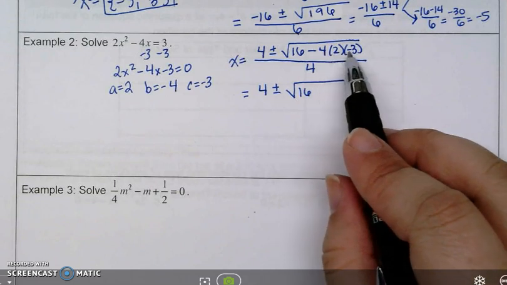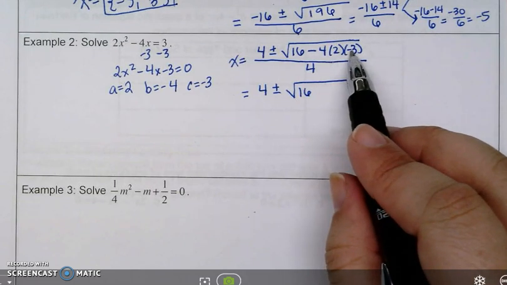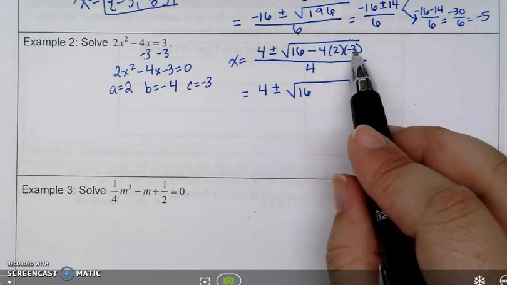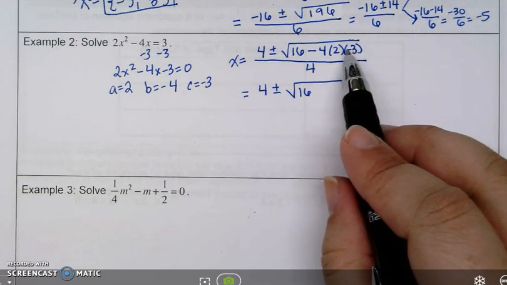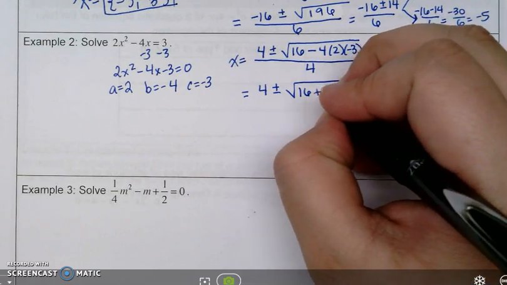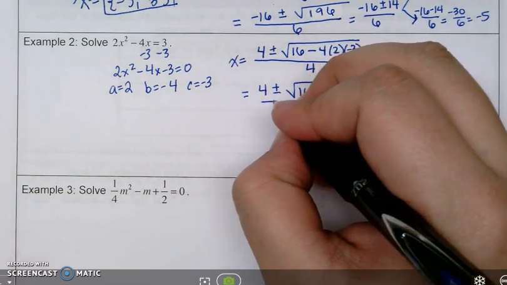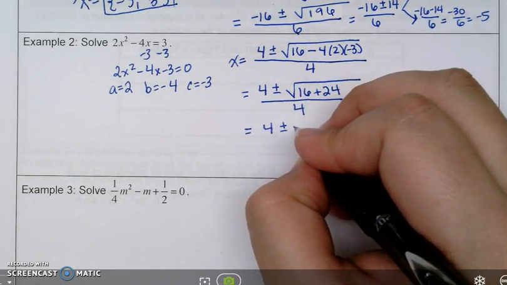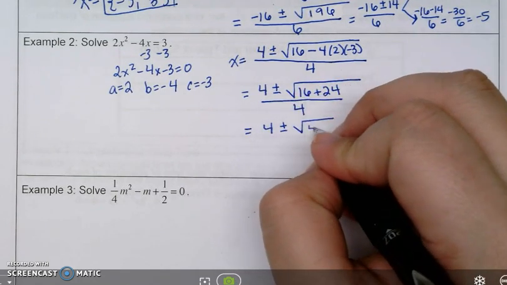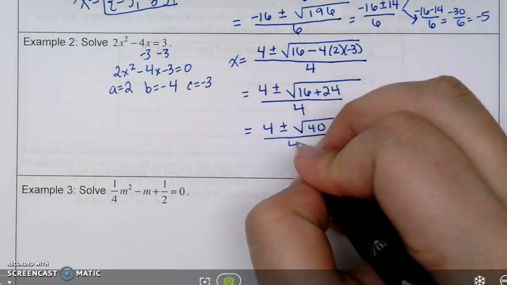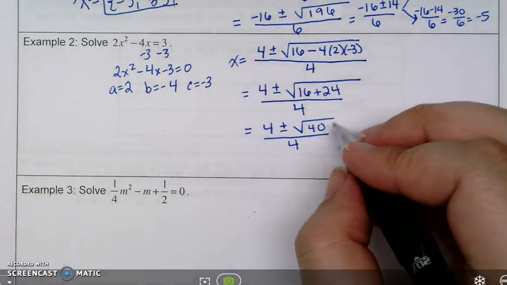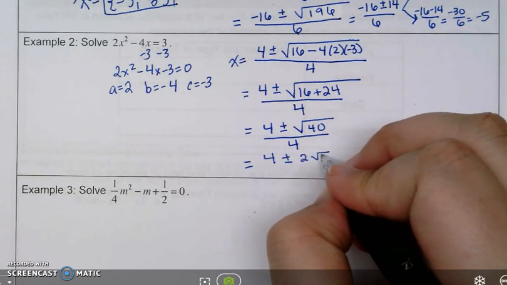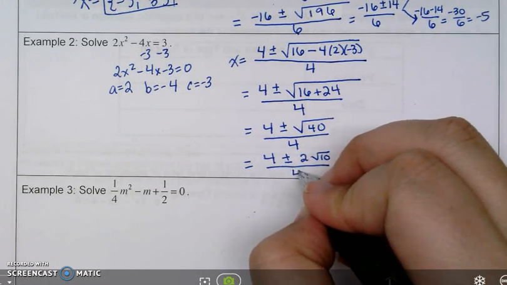Now I have a negative times a negative. This is going to become positive. 4 times 2 is 8. 8 times 3 is 24. So I have plus 24 divided by 4 equals 4 plus or minus the square root of 40 over 4. Okay, now the square root of 40 simplifies. Equals 4 plus or minus 2 times the square root of 10 over 4.